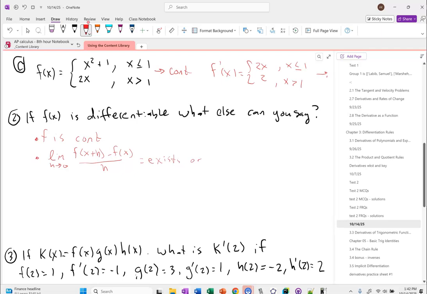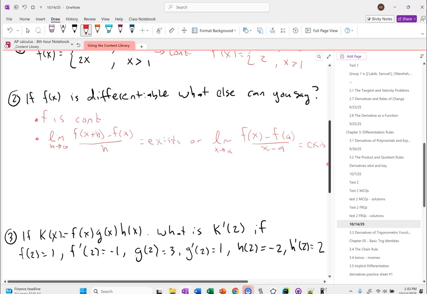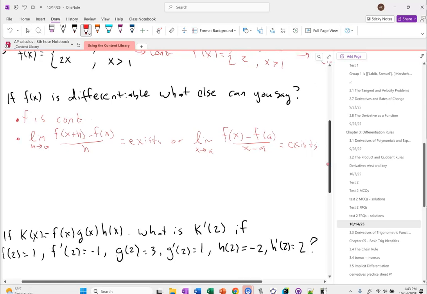Or there's another version of this, the limit as x approaches a of f of x minus f of a over x minus a. Those are the definitions of a derivative. We've translated differentiability into a limit equation. Everybody's good with that?